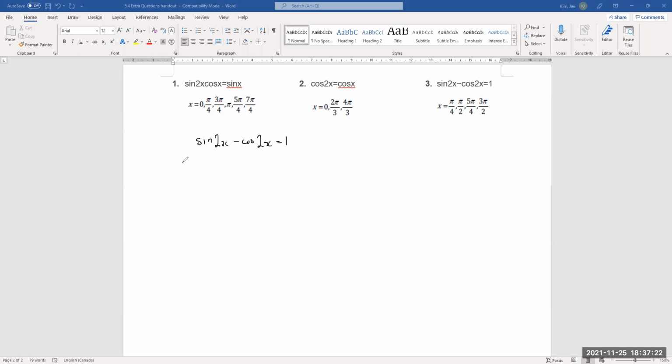I am going to use the double angle formulas, turning sine 2x into 2 sine x cos x, minus cos squared x minus sine squared x. And I have a feeling that I have to do minus 1 here. Next. Oh, I think I found something. I'm gonna expand this.